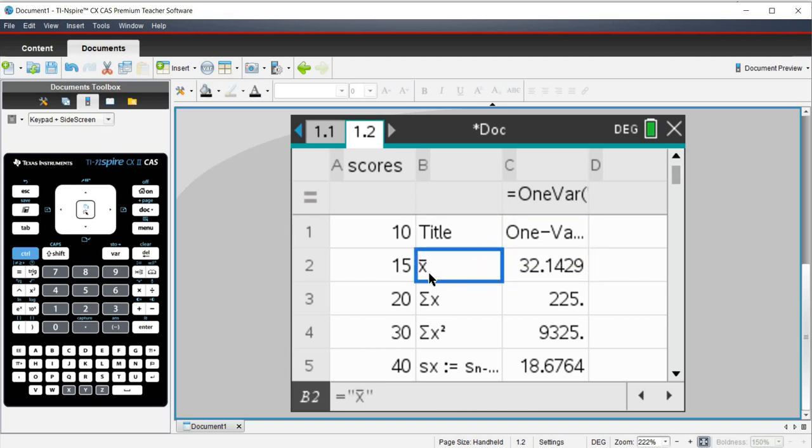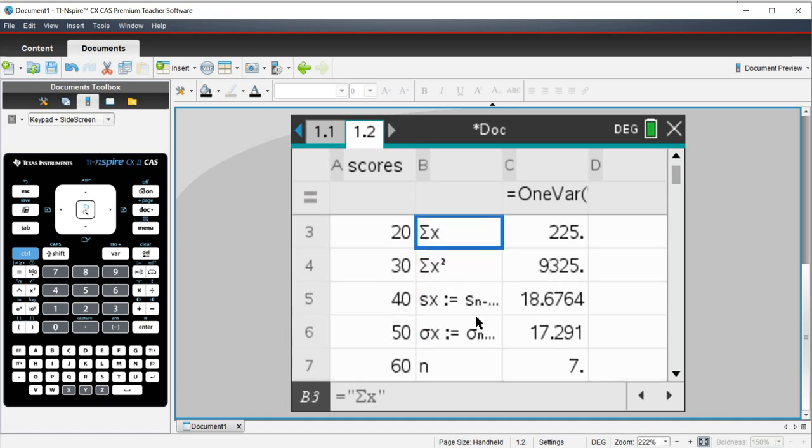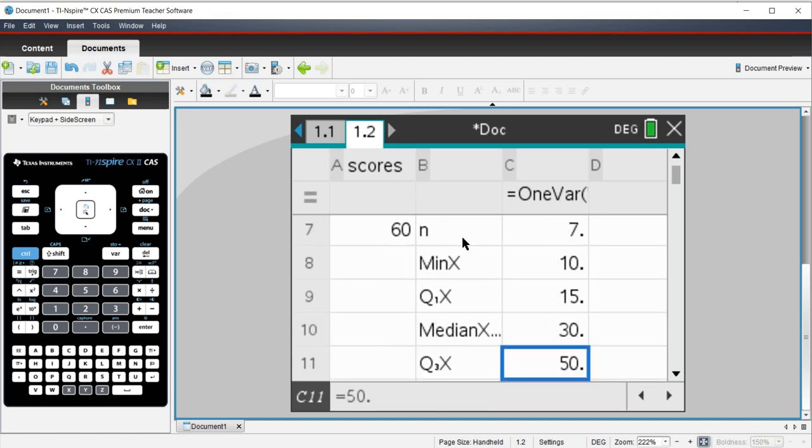This symbol here is the notation for the mean. So it's calculated the mean for us right here. The mean is 32.1429. And then this is the sum of all the data, which is not that important, so I might skip over that. What is more important for us in this topic is this one here. SX is the standard deviation, which you'll learn about a little bit later. It also tells us the number of data, which is 7.